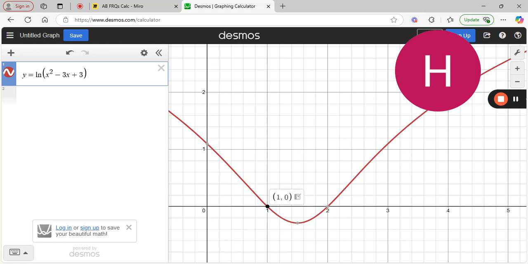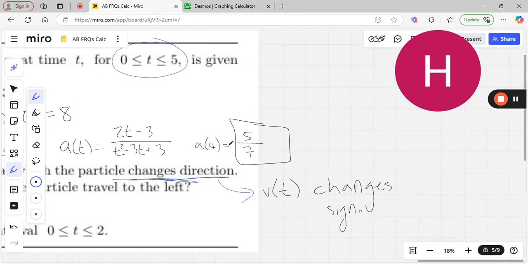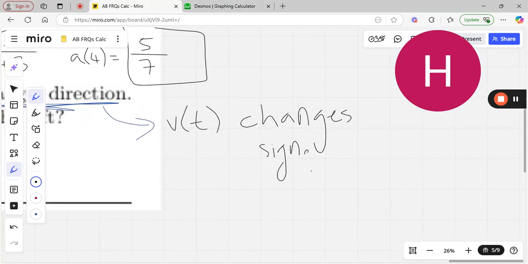Once at x equals 1, kind of makes sense, because if you plug in 1, you get ln of 1, which is 0. And then once at 2, because when you plug in 2, well, you also get ln of 1, which is 0. Fair enough. So we would just say, according to the graph, t equals 1, t equals 2, particle changes direction.